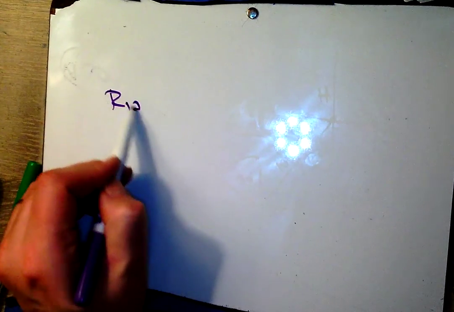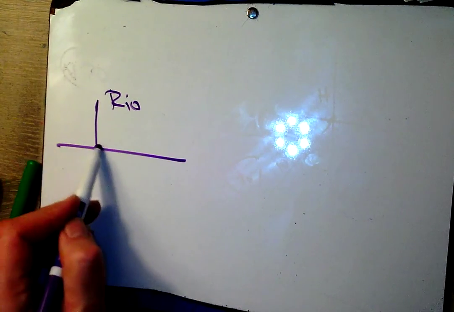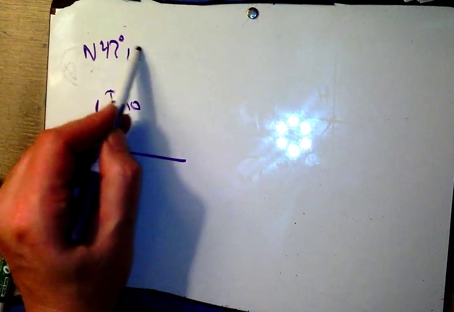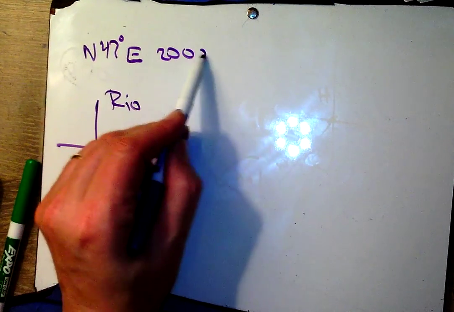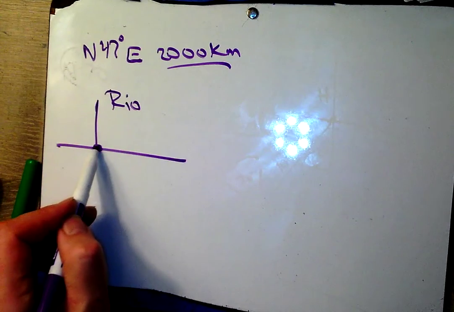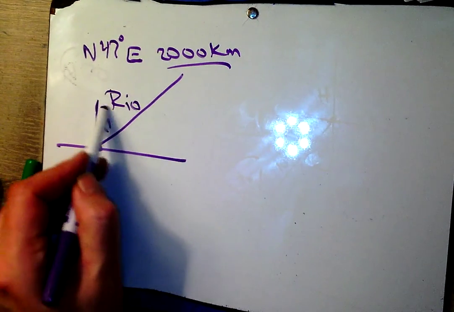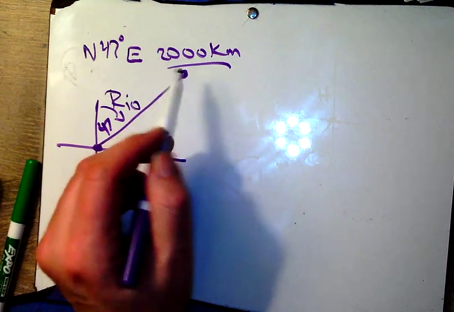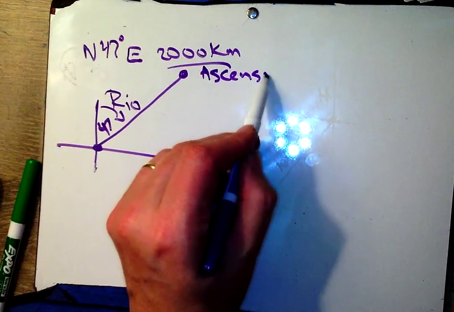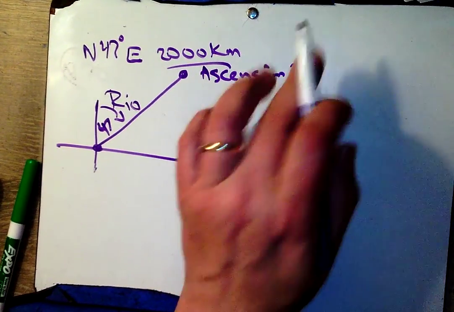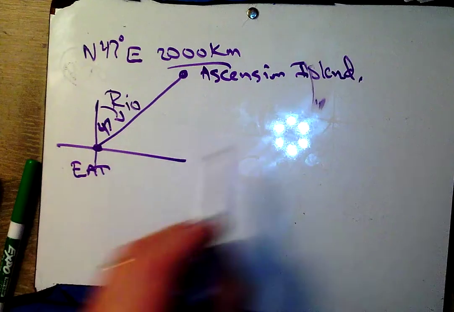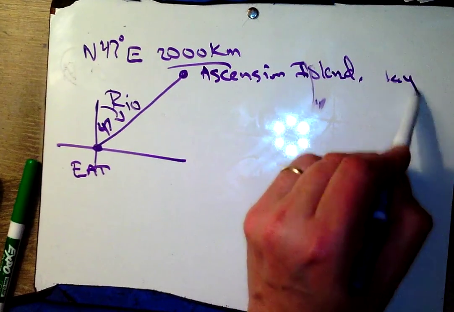They feed in Rio, off the coast of Rio de Janeiro in Brazil, and so that's where this trip starts. And they swim north 47 east for, no kidding, 2,000 kilometers, until they get to this place called Ascension Island. I'm not making that up. This is where they eat. This is where they lay eggs.